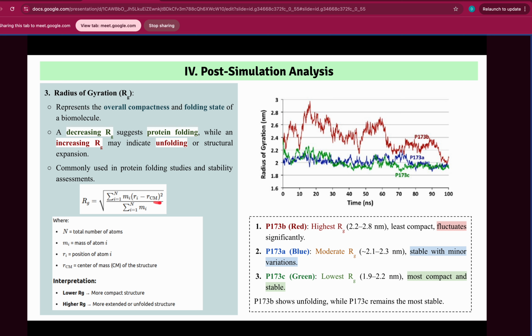So the center of mass is identified for the entire protein. You identify the center point. Then you calculate the distance from that center point to all the residues which are present. We calculate how far they are from the center point. If they are close to that center point, that means the structure is compact. If they are far from the center point, then the structure is open, it is unfolded. So that is what radius of gyration tells you.